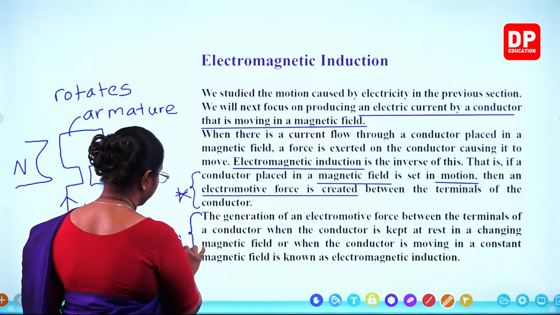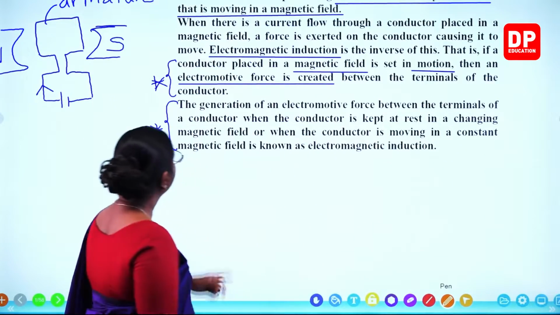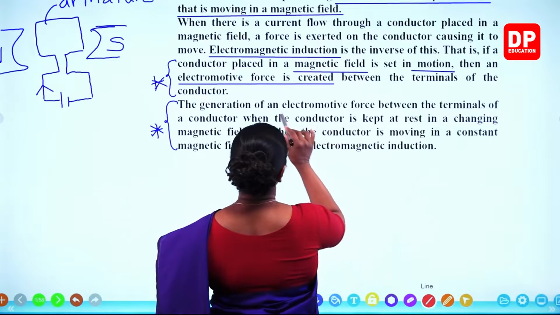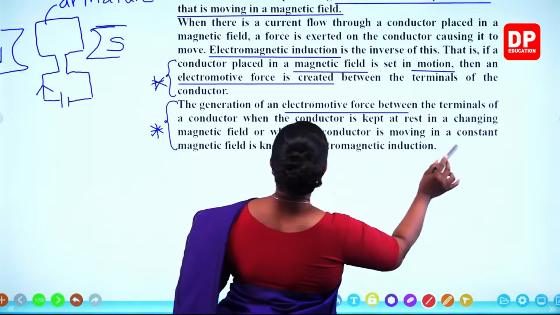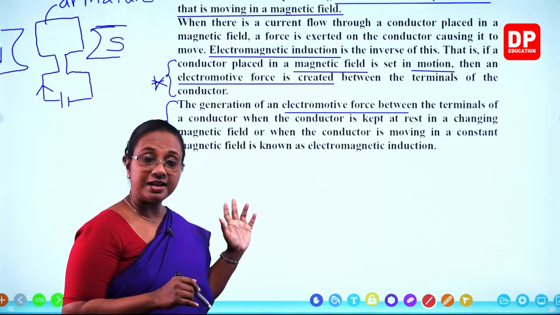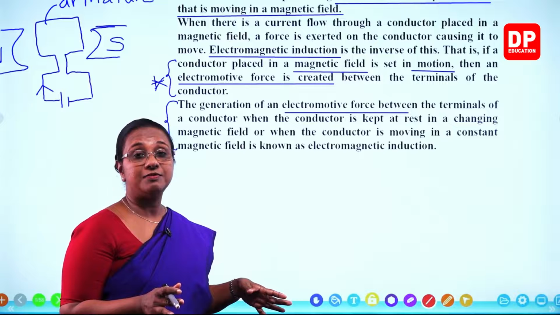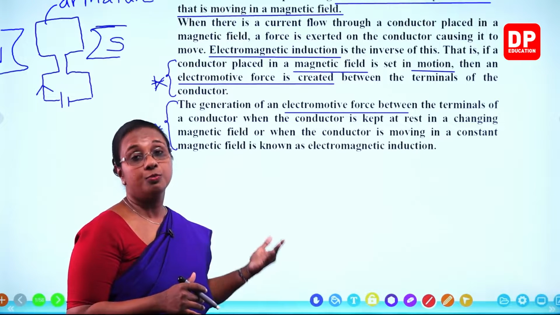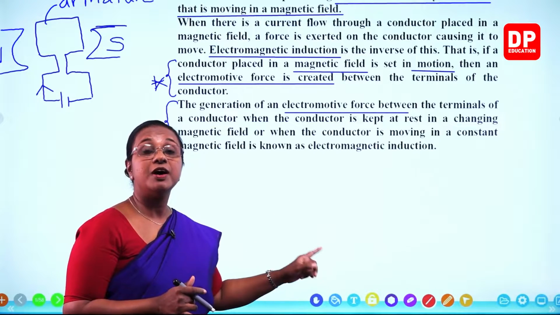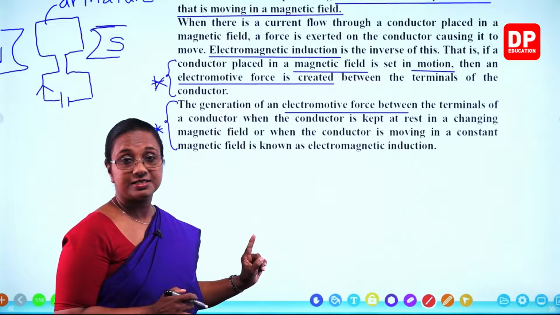So, this is important. Now, what they mean here is the generation of an electromotive force between the terminals of the conductor. You can have the conductor at rest and the magnetic field change, or you can have the magnetic field fixed and the conductor move. Either way. So, we will be looking at two types of dynamo, where you will be able to understand both these instances.